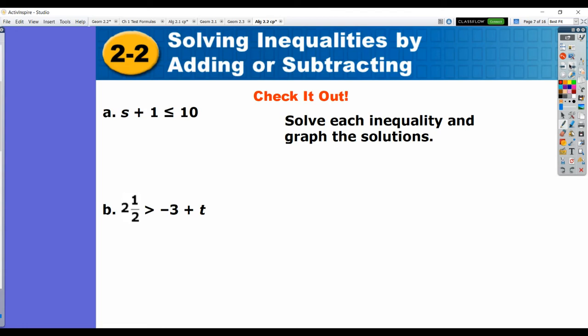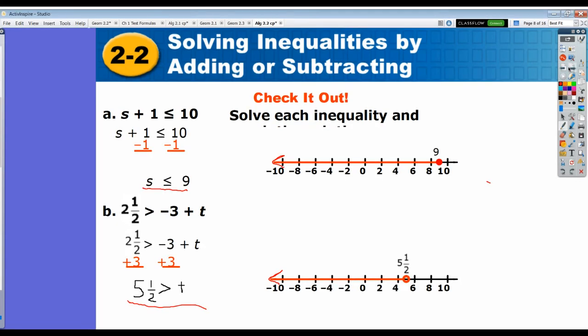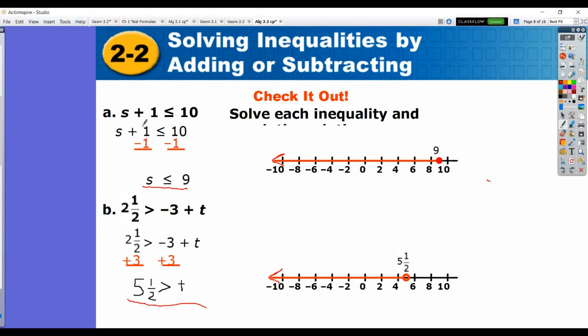All right, let's check out what you guys got for these things here. Okay, so here's our answer for the first one. We would want to cancel out the +1. So we'd go -1, just like a normal algebra problem. All right, and when we do that, we end up getting S, same symbol, and 9. All right, so S is less than, because here's our point over here on the smaller side, over here with S. So S is less than or equal to 9.